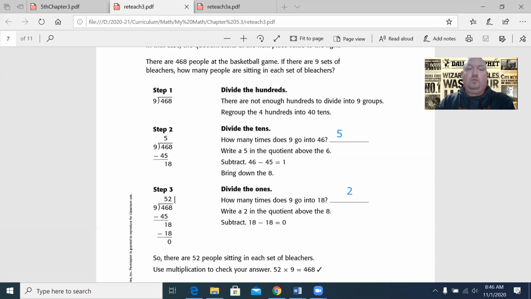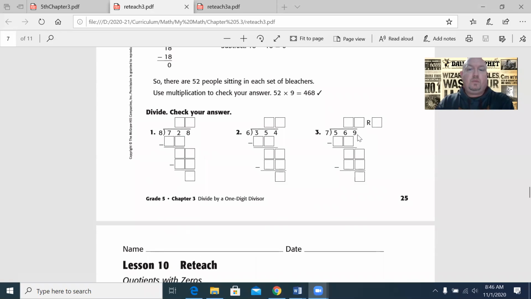We have 52. Again, on this, the only thing that's different is we know that the first digit of the dividend is not as large as the divisor. The divisor does not go into it. Everything else is going to be standard algorithm. So let me clear my drawings and move down here. We could check our work. 52 times 9 is 468.